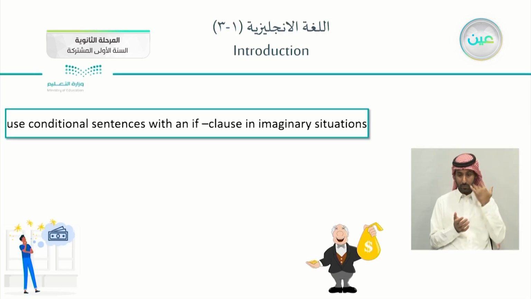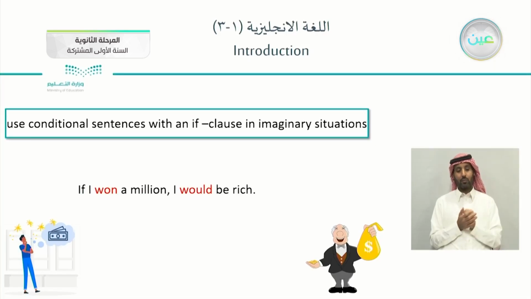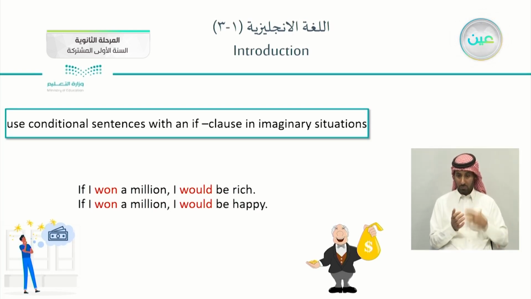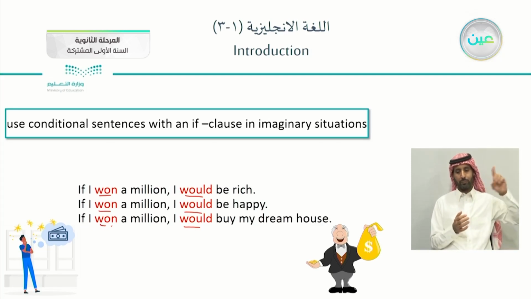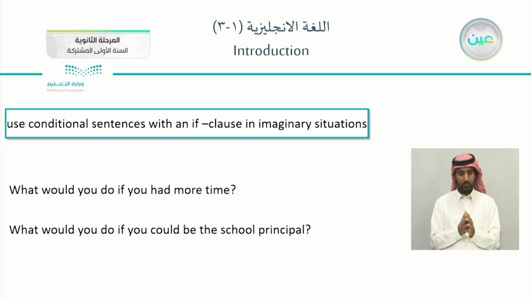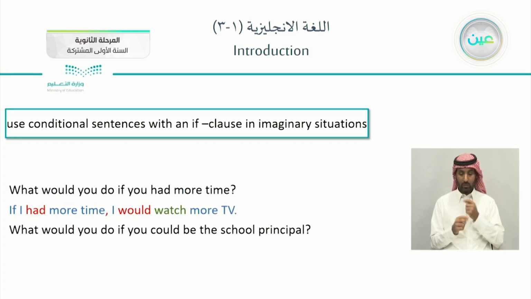Speaking about imaginary situations, conditional type 2. In here, what if you won $1 million? If I won $1 million, I would be rich. If I won $1 million, I would be happy and I would buy my dream car. Notice that I'm using here "would," not "will," because here I'm having "won" and it is not "win." So, what would you do if you had more time? I don't have enough time. What if you had more time? If I had more time, I would watch more TV. Had, past, would watch.